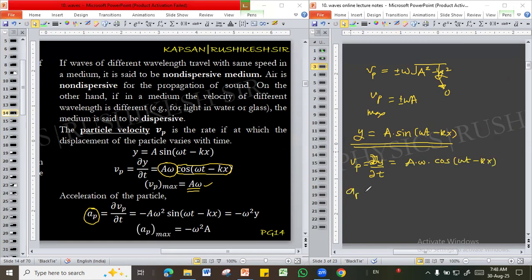What is the particle acceleration? Take the derivative of particle velocity. You will get minus A omega square sine omega t minus kx. What is the maximum particle acceleration? A_P max. What is maximum particle acceleration? Plus minus A omega square. Any doubt in this?